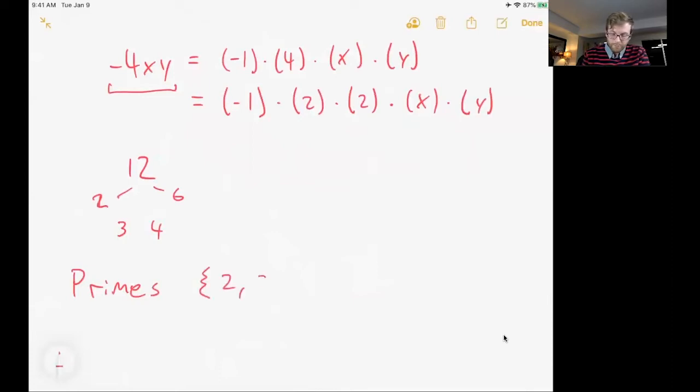2, 3, 5, 7, 11, 13, 17, and there's a bunch more. In fact, there's an infinite number of primes, okay? But if we were to break 12 up into its prime factors, which, by the way, is a process called the prime factorization of 12, okay?